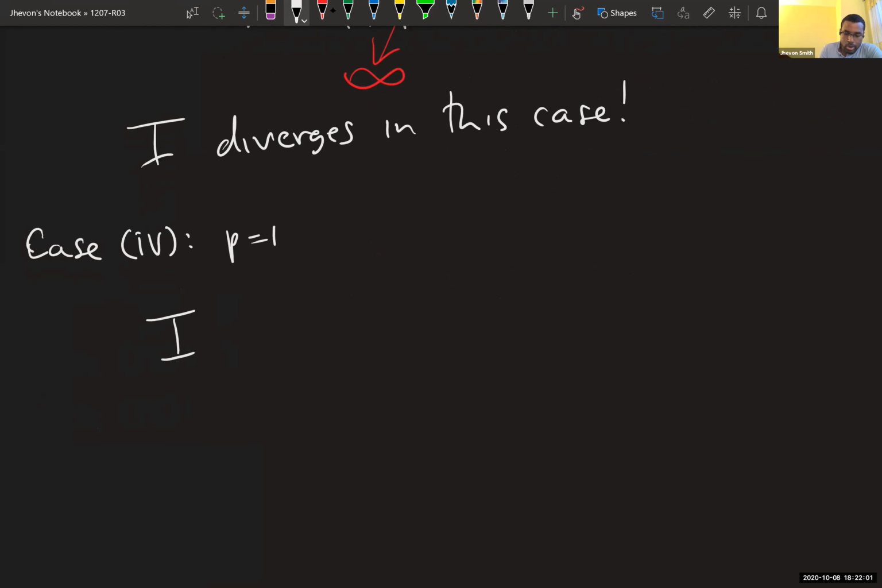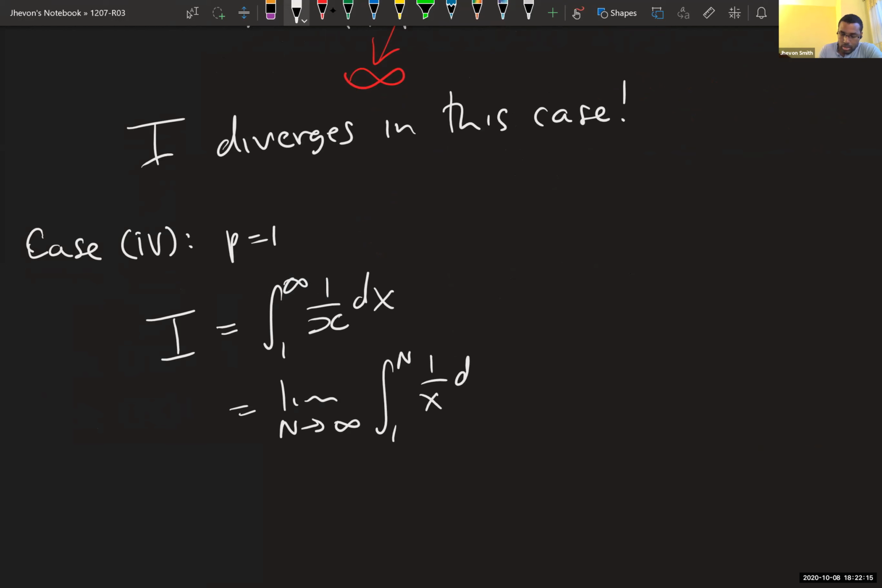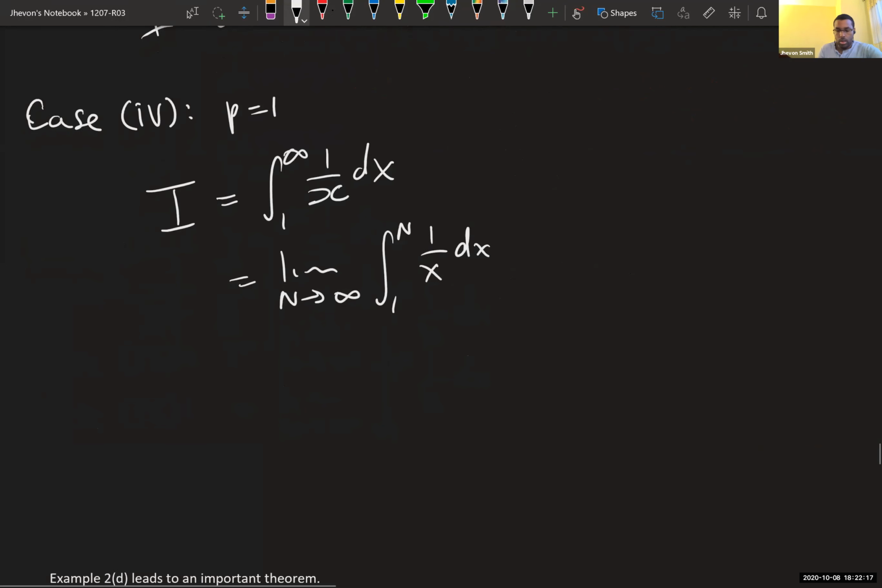So our I would be the integral from 1 to infinity of 1 over x. This is just the limit as n approaches infinity of the integral from 1 up to n of 1 over x. Well, we're running out of space here, so this is just the limit as n approaches infinity of, well, that's ln of n.